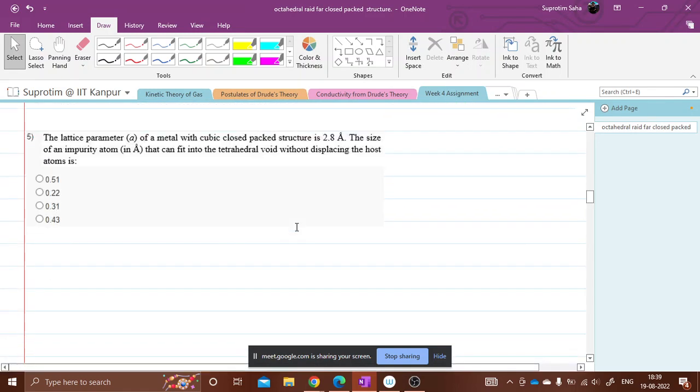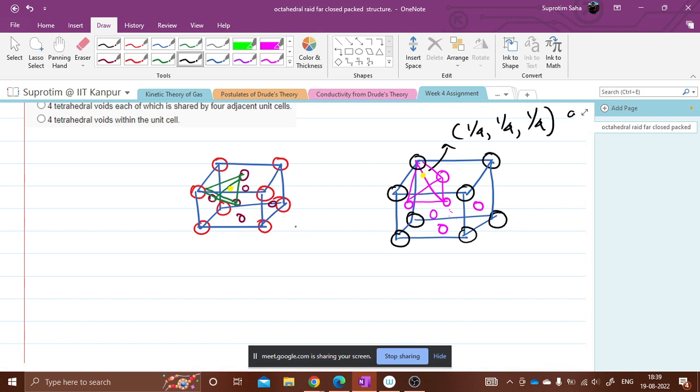So basically what you see is that this is 1 by 4 of the body diagonal, right? So 1 by 4 of the body diagonal will automatically mean that your body diagonal is root 3 of A, right? So the length of this would be root 3A by 4, right? Okay. So root 3A by 4 will be OA. So if this is your O, this is your A, so your OA is root 3A by 4.